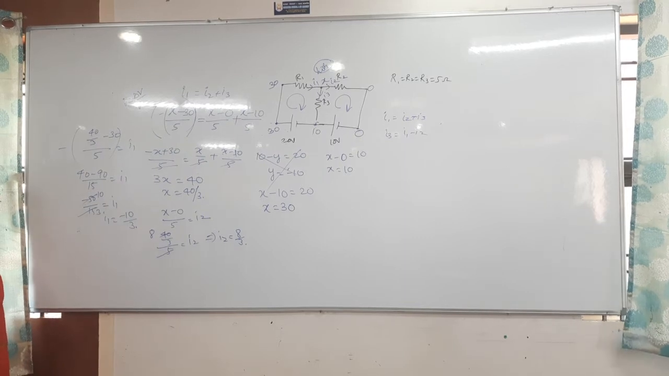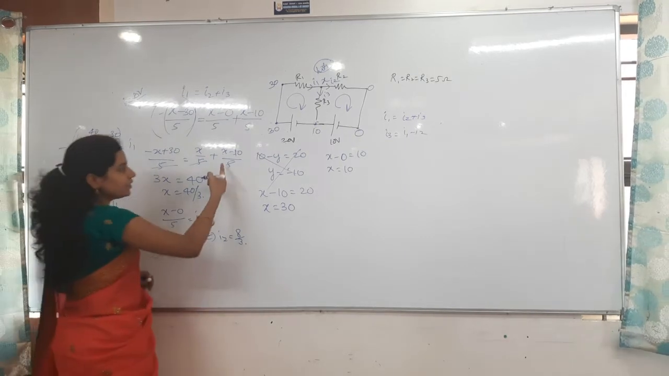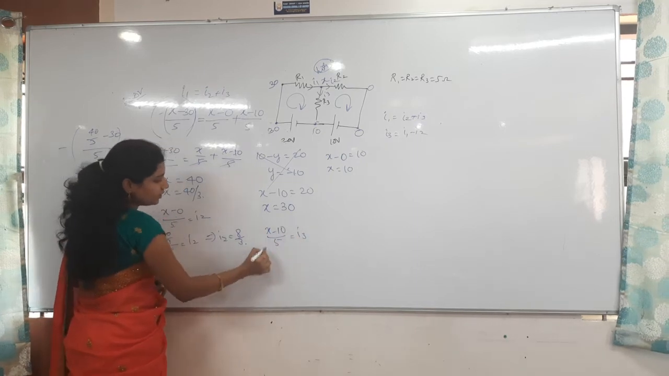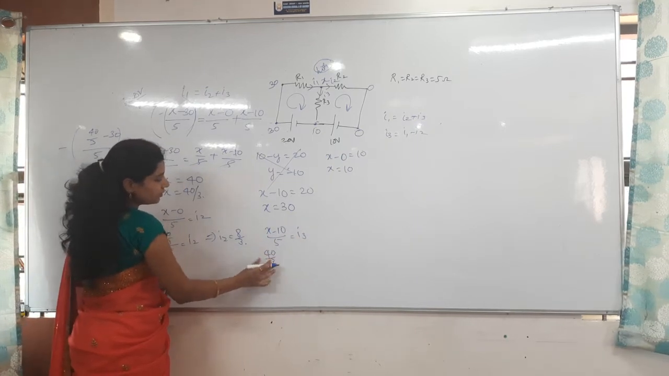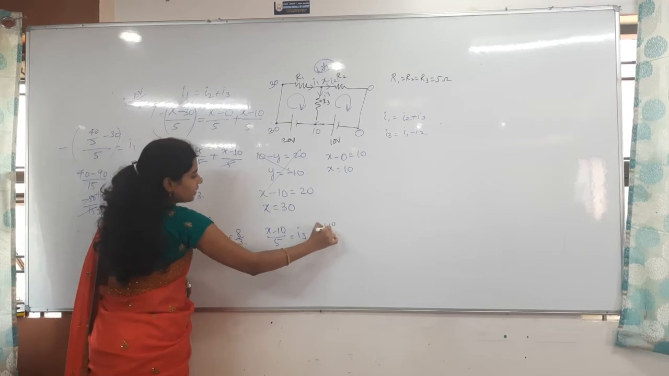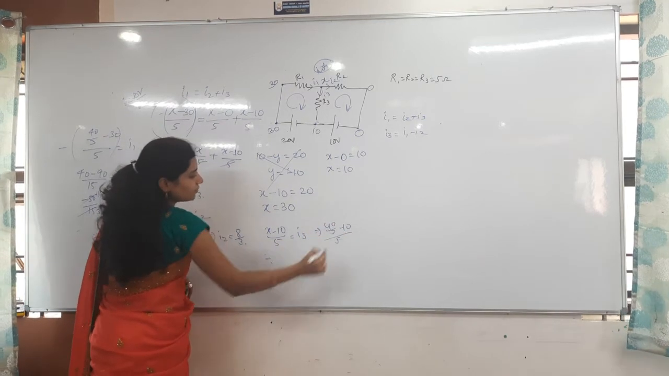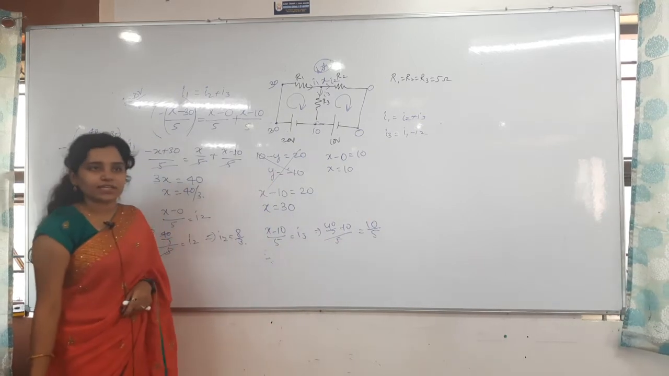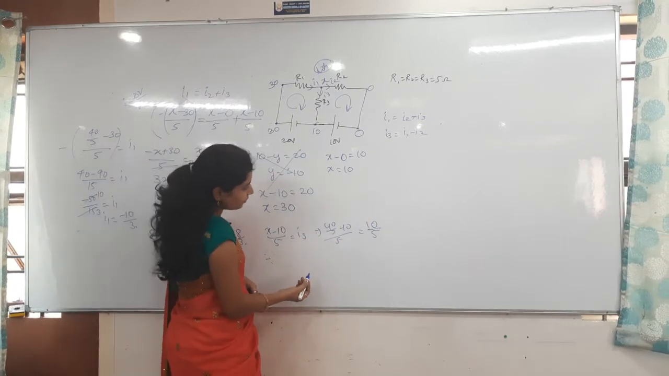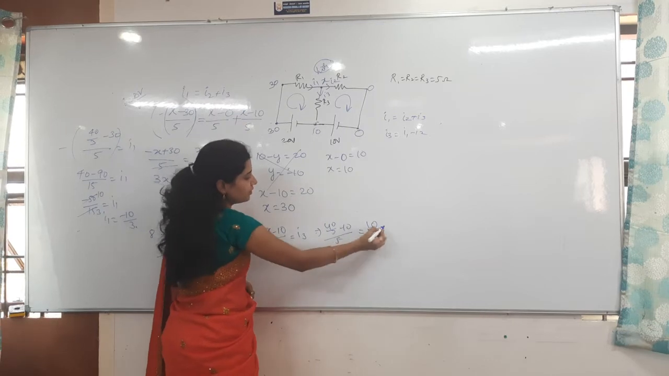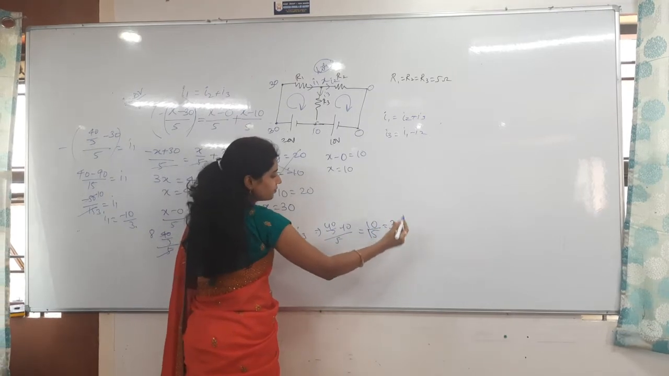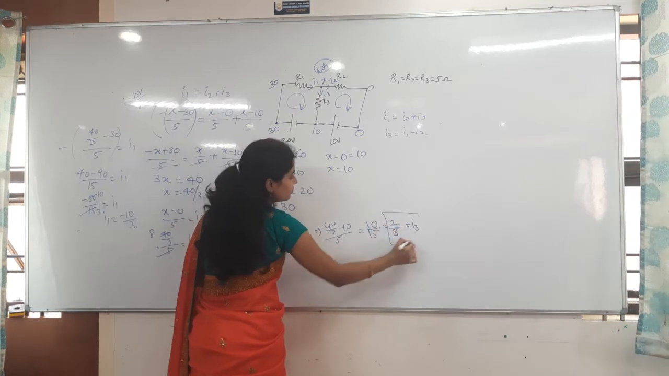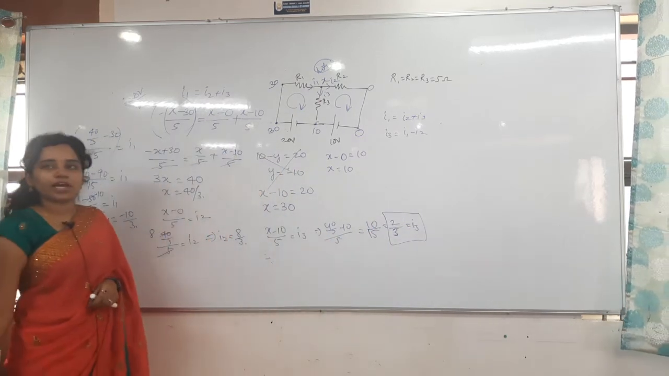Then what about the I3? I3 is equal to what you will get here? X minus 10 by 5 is equal to I3. Then 40 by 3 minus 10 by 5. How much you will get here? 10 by 15. 2 by 3. 2 by 3 is the I3 value. These are the values of I1, I2 and then I3.